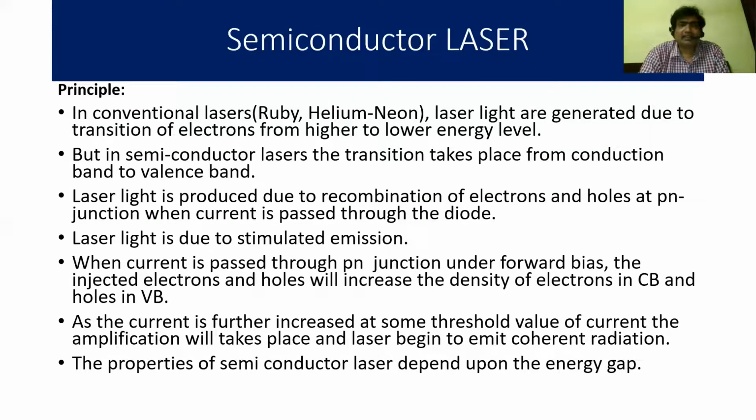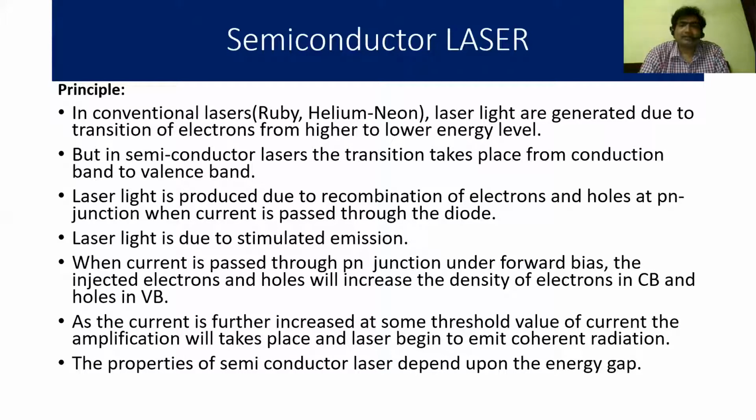Principle. In conventional lasers, laser light is generated due to transition of electrons from higher energy level to lower energy level. But in semiconductor lasers, the transition takes place from conduction band to valence band. Laser light is produced due to recombination of electrons and holes at p-n junction when current is passed through the diode. Laser light is due to stimulated emission of radiation.